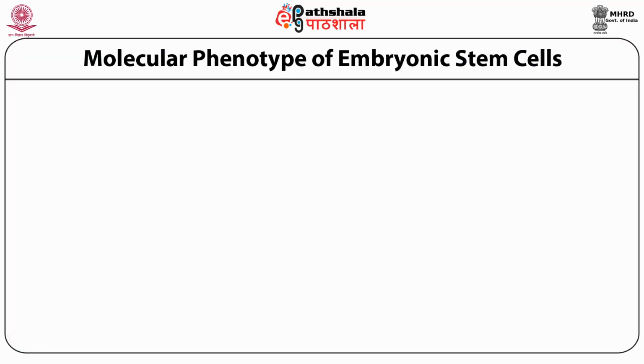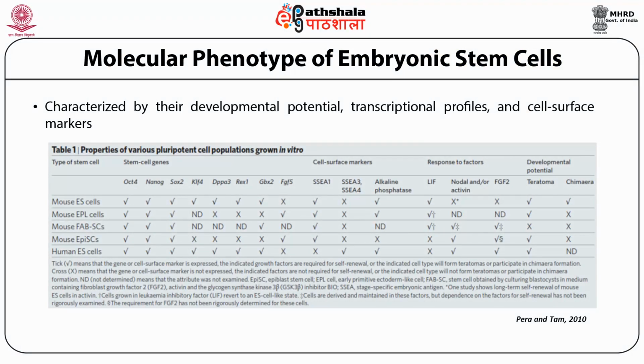Now, the embryonic stem cells from mouse and humans are quite different in terms of their developmental potential, transcriptional profiles and cell surface markers. So this figure shows us basic differences between various pluripotent stem cells that can be isolated from the mouse embryo and human embryonic stem cells. As you can see in the figure, the four transcription factors OCT4, NANOG, SOX2 and KLF4 are present in both mouse and human pluripotent stem cells. Then there's a difference between the human and mouse pluripotent stem cells in terms of the surface markers.